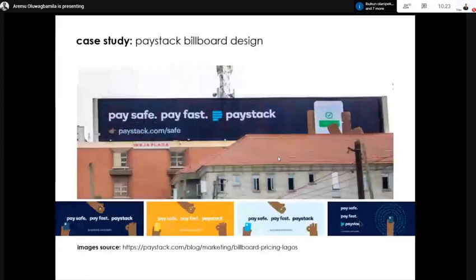So there's a message they want to pass across, and they didn't just want to pass the message across anyhow. They need to pass it across that you need to pay safe and pay fast. And for you to pay safe and pay fast, you can only use Paystack. So while all these other designs seem to have passed the message across, you can see that the illustration here says, oh, you are doing this via mobile, then the URL is here, that kind of thing.